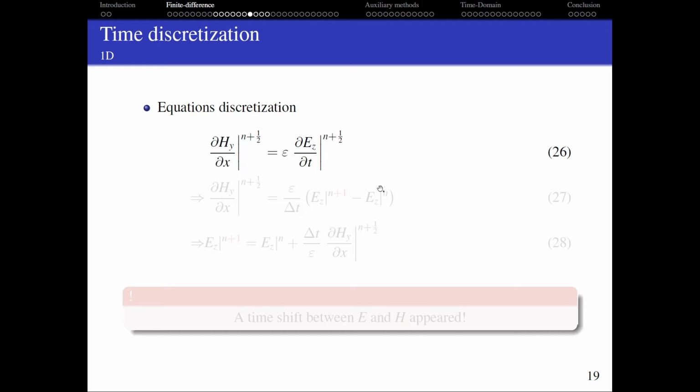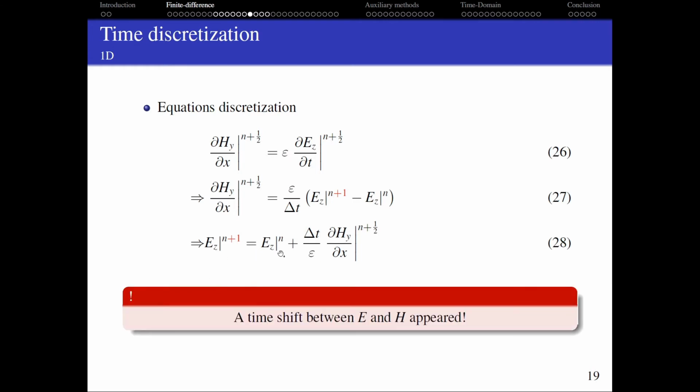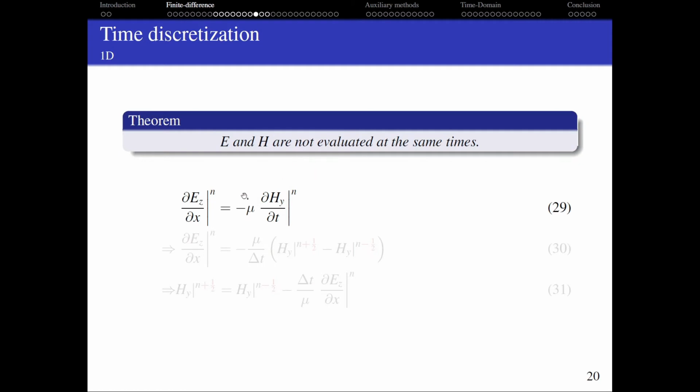So we discretized our field in space. We are going to do exactly the same thing in time. So we are going to evaluate this at 1/2 integer in time, and we are going to get again the shift between the E field and the H field. And I'm going to do exactly the same for the other equation, and we get back what we want.